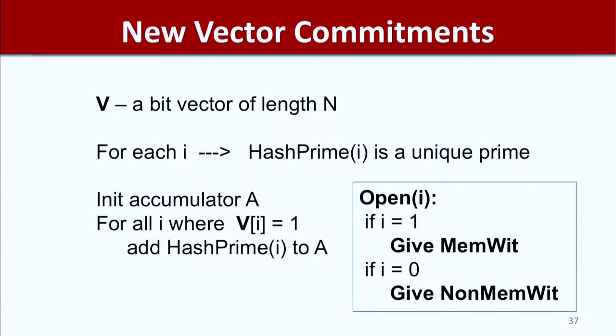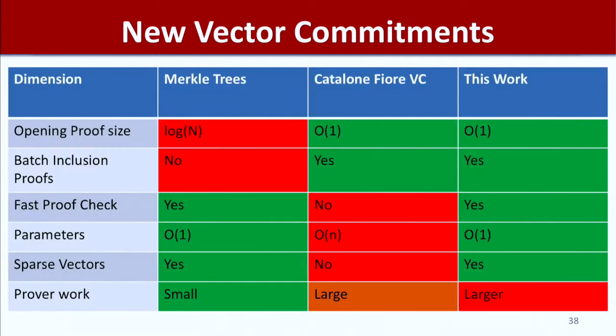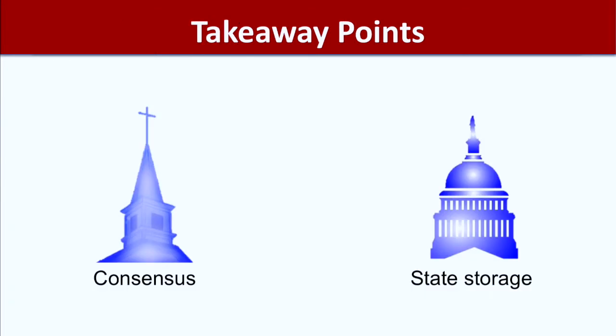And the new vector commitments are just based on using the accumulators to basically do bit vector commitments and commit to the bits that are set and the bits that are unset. You can use the accumulators to build a vector commitment and the batch membership witnesses to do it more efficiently. So the takeaway points are that you can use this new paradigm for designing a blockchain consensus protocol that separates out the consensus part from the state storage part.